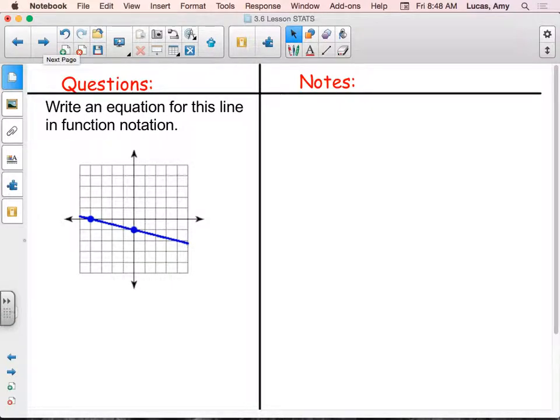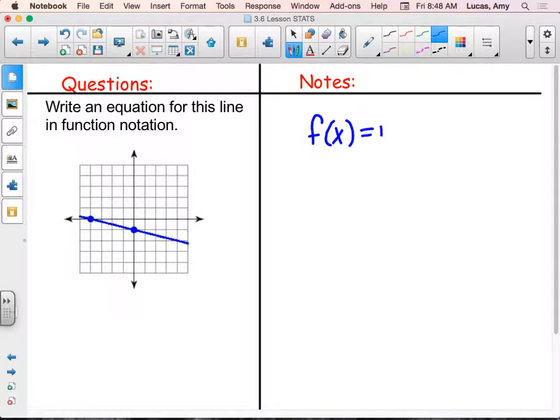All right, our first example problem, please make sure you write this in your notes. So not only write an equation for this line in function notation, the directions, but please draw the graph. Take the time to draw the graph. So in function notation, our general form is f of x equals mx plus b. M represents the slope of our line, and b represents our y-intercept. So those are the two important pieces of information that we need to get from our graph.